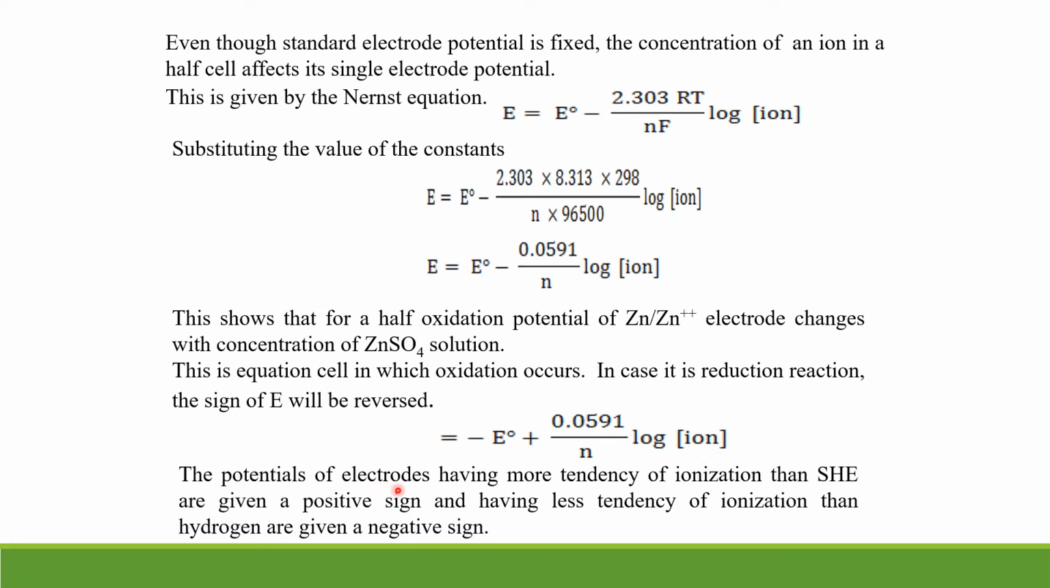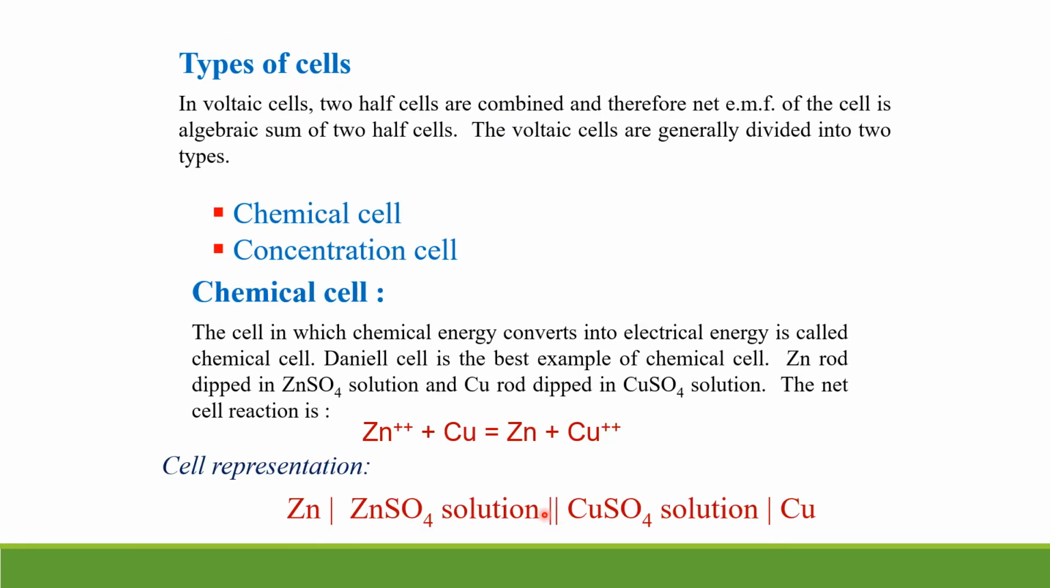The potentials of electrodes having more tendency of ionization than standard hydrogen electrode are given a positive sign, and the potential of electrodes having less tendency of ionization than the hydrogen are given a negative sign. So this particular sentence is very important.